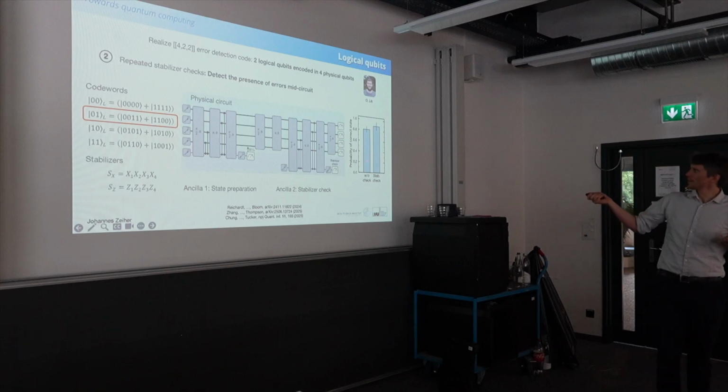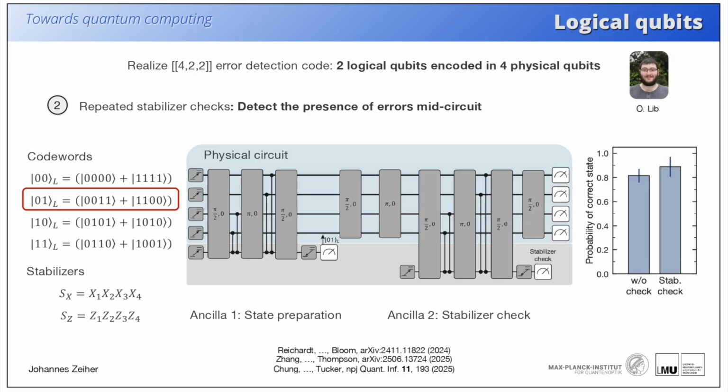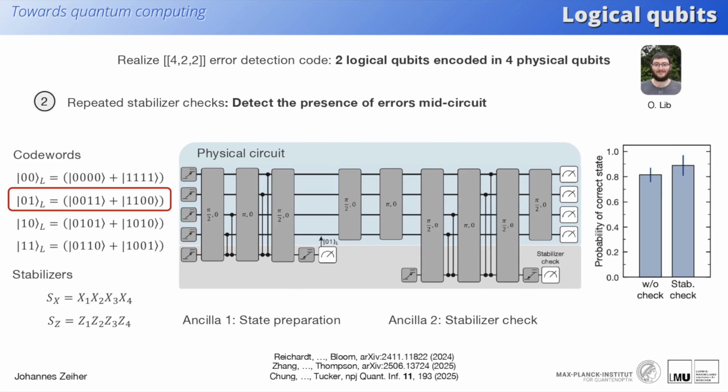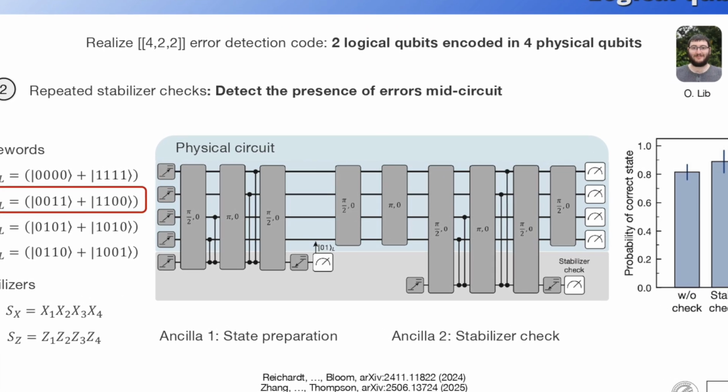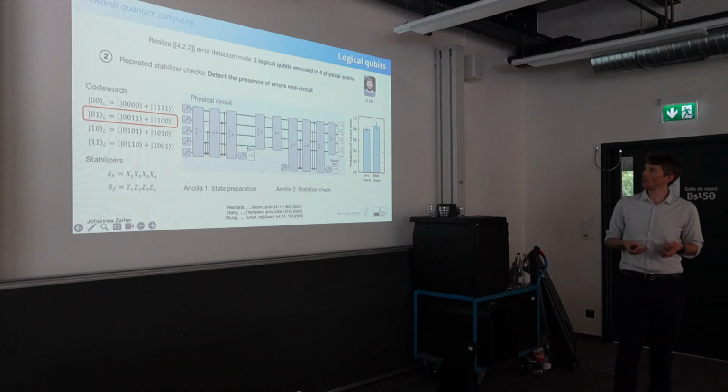And doing that, you can actually see that we can improve the logical information that we obtain if we do the check compared to if we don't do the check. So this additional information actually helps us to make the logical qubit better than if we didn't do the additional check. So that's also a very important requirement for quantum error correction.